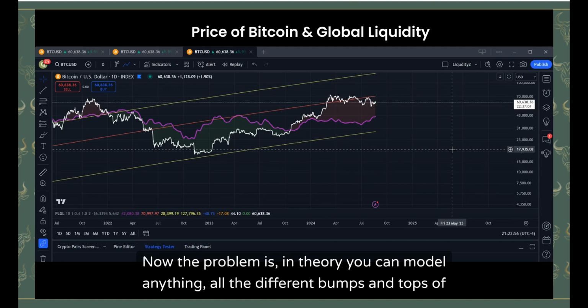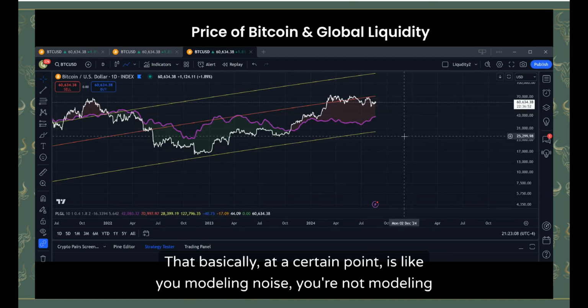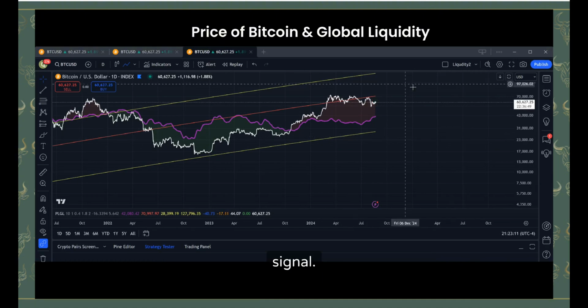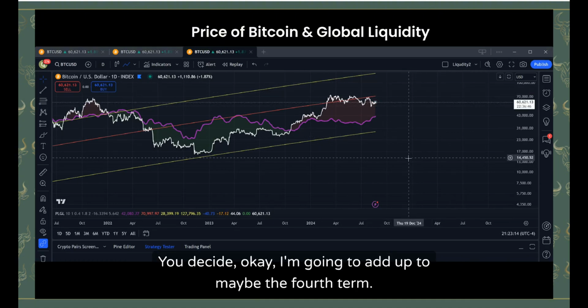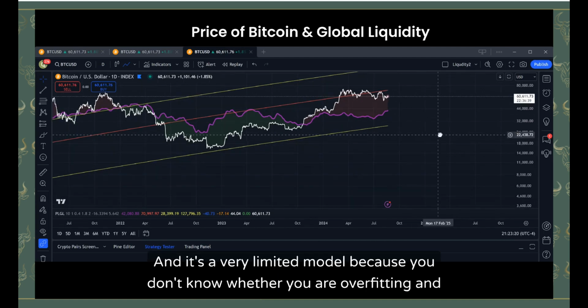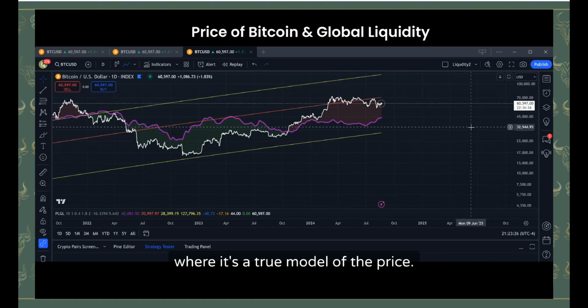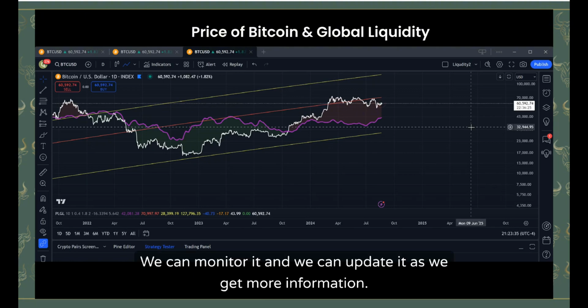Now, the problem is, in theory, you can model anything, even all the different bumps and tops of a price, but you will have to add more and more of these terms. At a certain point, you are modeling noise, not signal. So you find a compromise. You decide, okay, I'm going to add up to maybe the fourth power. It's a very limited model because you don't know where you are overfitting and where it's a true model of a price. But right now, it's the best thing we can do. We can monitor it and we can update it as we get more information.